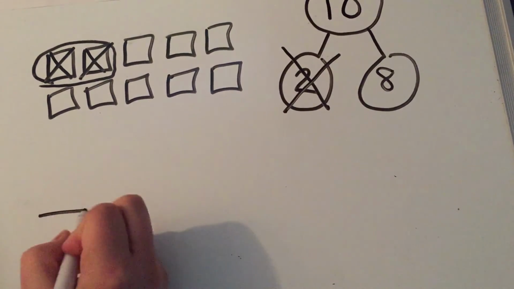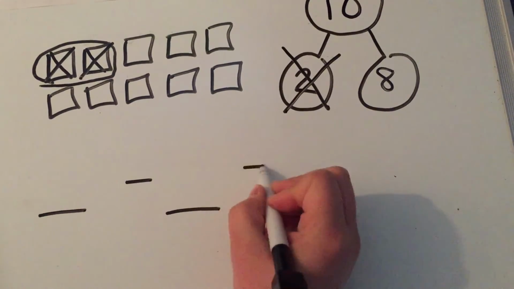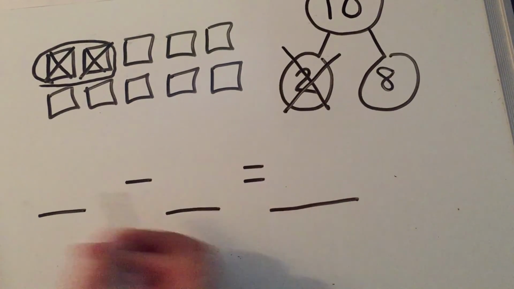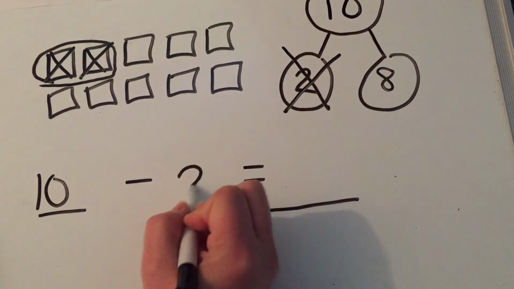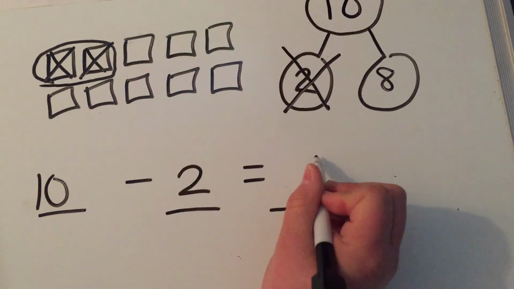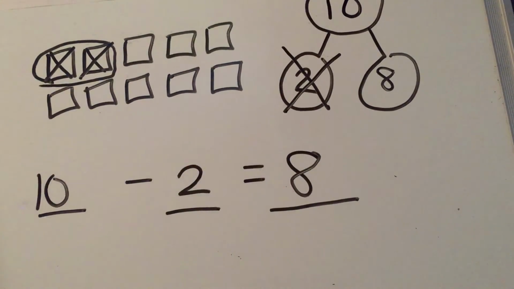Now let's match a subtraction sentence with our story. We start with 10. Two of the cars had no wheels, which told us we had 8 cars that were ready to play and ready to roll because they had wheels. 10 minus 2 equals 8.